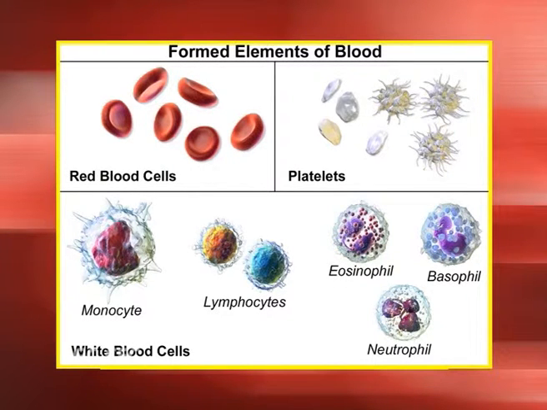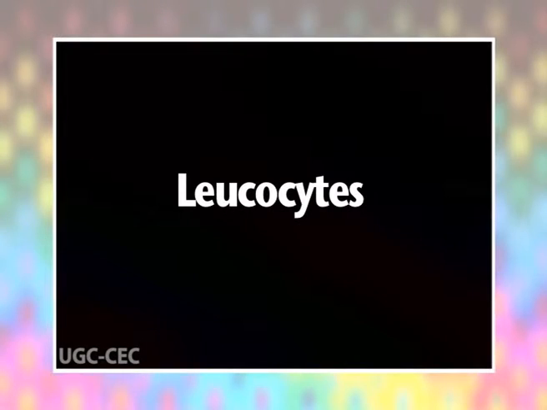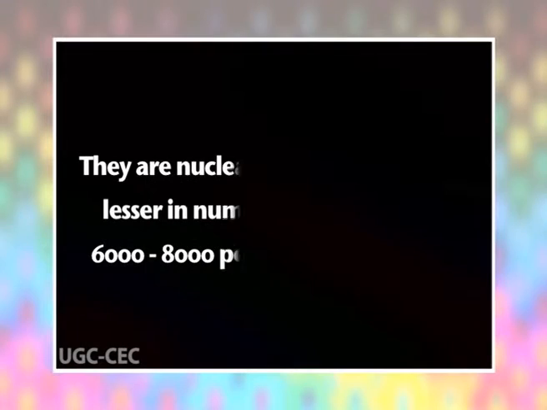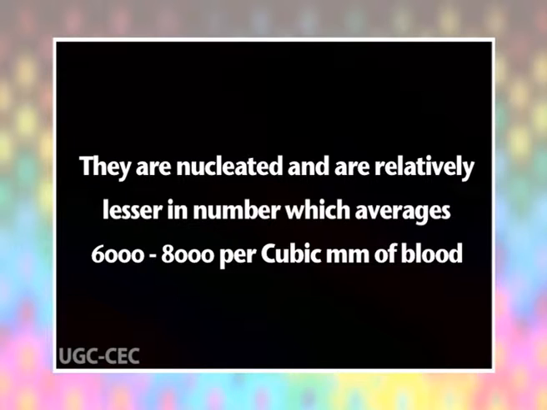RBCs have an average lifespan of 120 days, after which they are destroyed in the spleen, which is also known as the graveyard of RBCs. Dear students, now let's discuss leukocytes. Leukocytes are also known as white blood cells or WBCs, as they are colorless due to the lack of hemoglobin. They are nucleated and are relatively lesser in number, which averages 6,000 to 8,000 per cubic millimeter of blood.